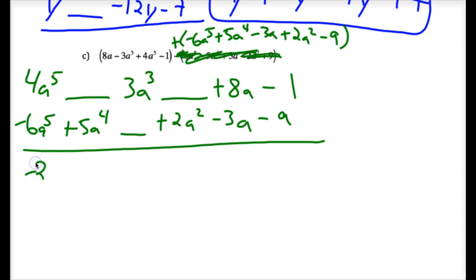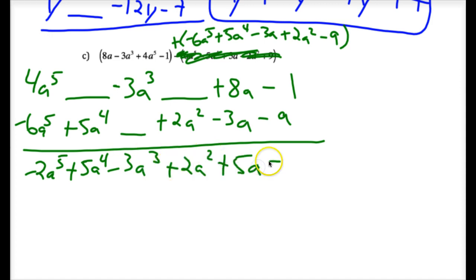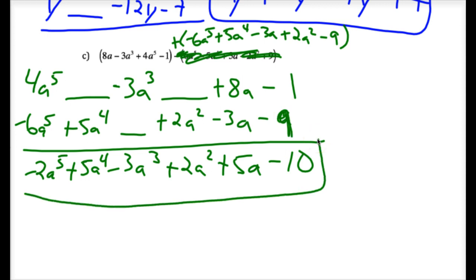Negative 2a to the 5th plus 5a to the 4th minus 3a to the 3rd plus 2a to the second. I lost the negative sign there too, guys. Hold on. Oh, I got it. Minus 3a to the 3rd. Very good. Plus 2a to the second plus 5a minus 10. It's 5a minus 10. That's a 9 there, looks like an A. So now, can we add any of those together? No. Why not? Those are not like terms. Very good.